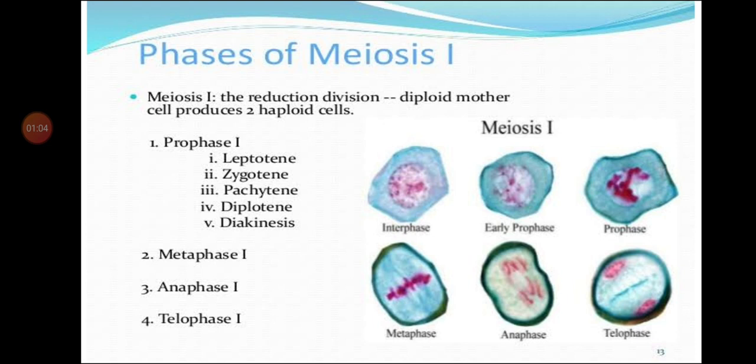We have studied in detail about meiosis. There are two types of meiosis, that is meiosis 1 and meiosis 2. We have studied in detail about the phases of meiosis 1, that is prophase 1, metaphase 1, anaphase 1, telophase 1. Prophase 1 is subdivided into 5 subphases, that is leptotene, zygotene, pachytene, diplotene and diakinesis. We studied all of this in detail in our last lectures.